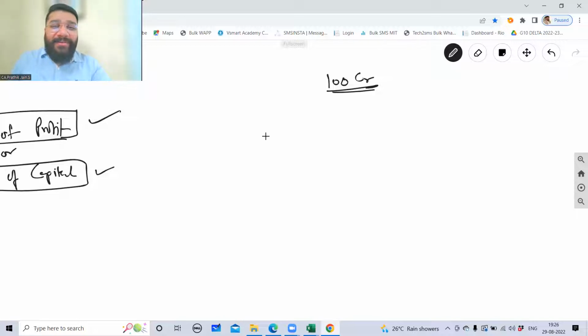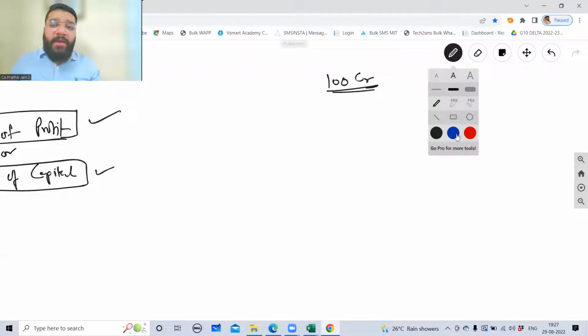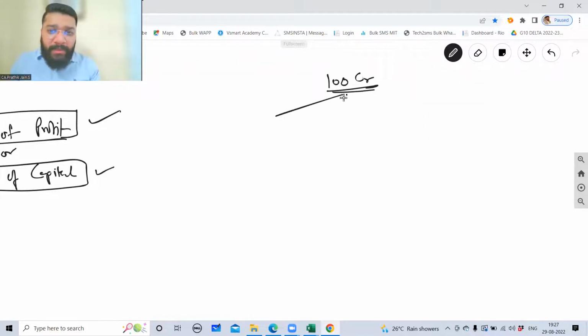Okay, so let's suppose for convenience sake, I'm just taking 5 people. So this company is being formed with 5 people. So 5 of them are contributing capital depending on their availability of the capital. So I'm just breaking it down into 5 parts.